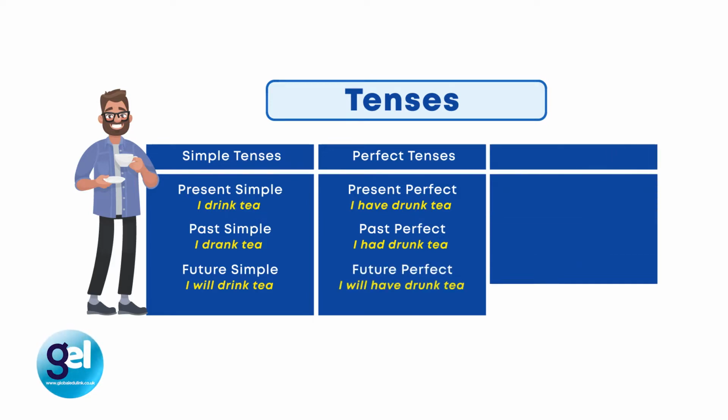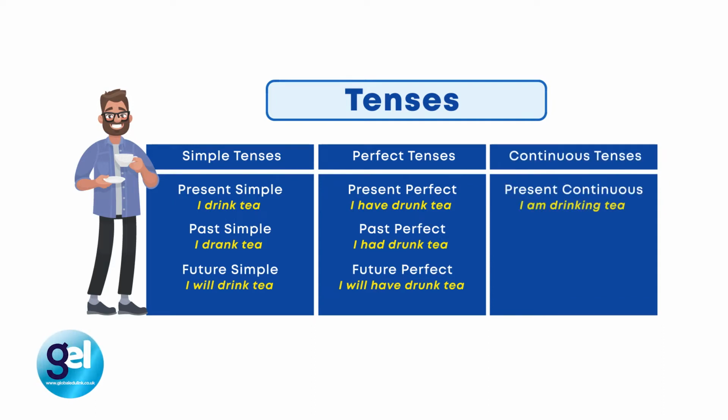And then we have continuous tenses. In the present continuous, I am drinking tea. In the past continuous, I was drinking tea. And the future continuous, I will be drinking tea.